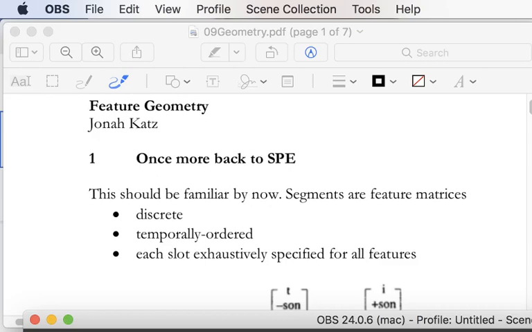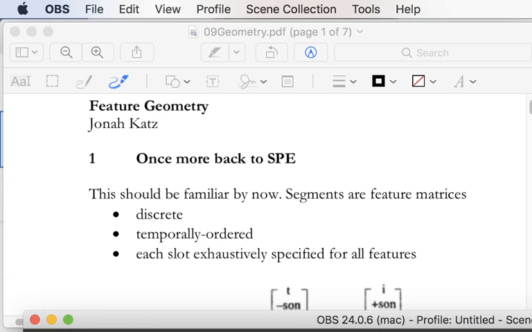Okay, we're going to start out feature geometry in this video, and I think I'll probably go through the general architecture of feature geometry theory and how it applies to major place features in particular. Then I'll save the rest of the features for another one or two videos.